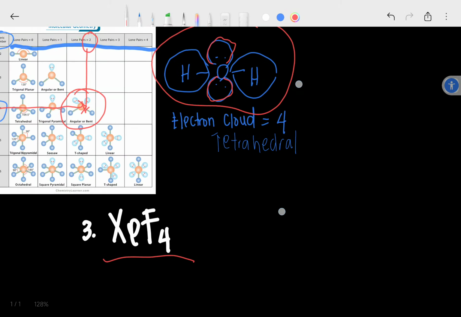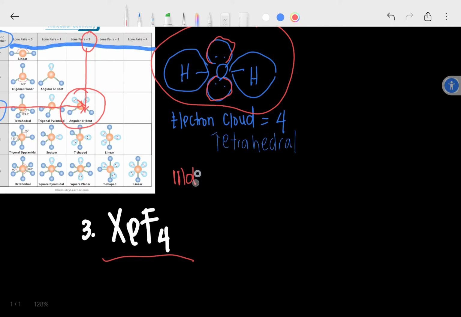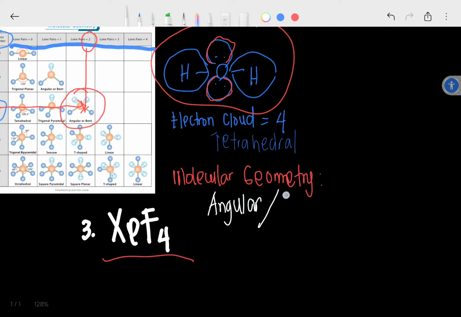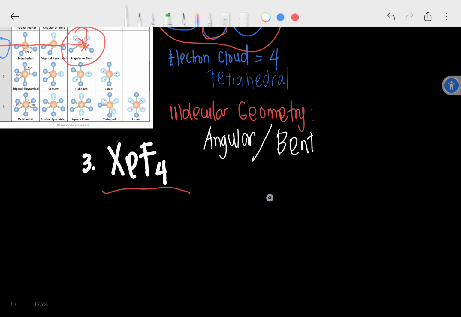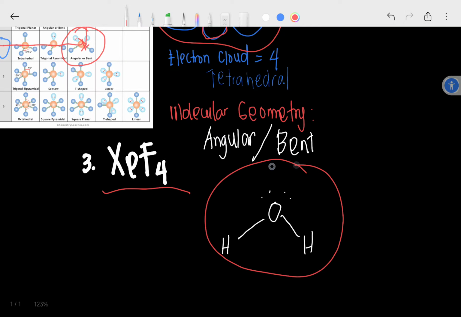So the molecular geometry of water is angular or bent, in which to illustrate, we have oxygen and 2 lone pairs. So this is the molecular geometry of water.